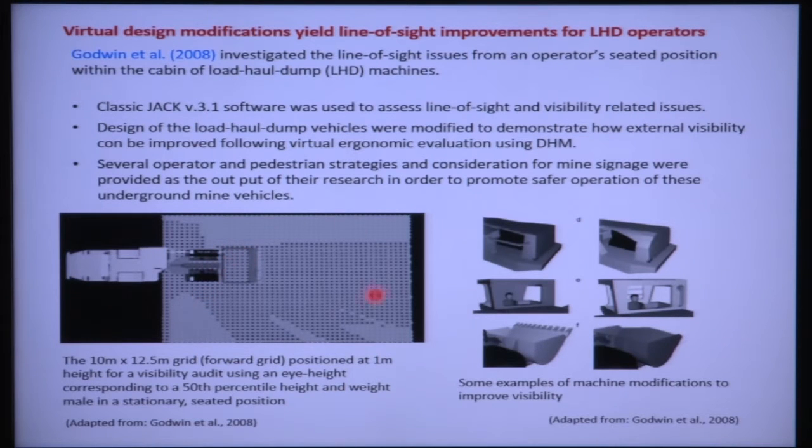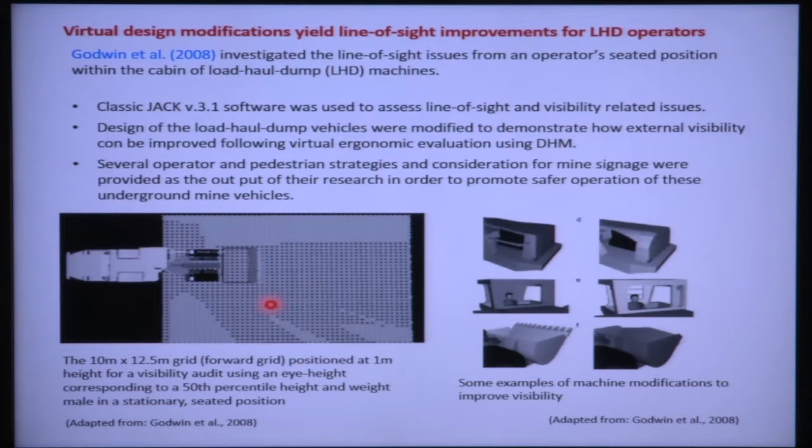They created one vertical plane in front, 1 meter away from the driver sitting position, and the driver they considered was a 50th percentile driver, with 50th percentile height and weight. While the driver is looking outside, which area is actually visible to him? On this particular plane they demonstrated with dotted points which areas are visible and which are not. So, external visibility from that LHD can easily be evaluated using this JACK software.